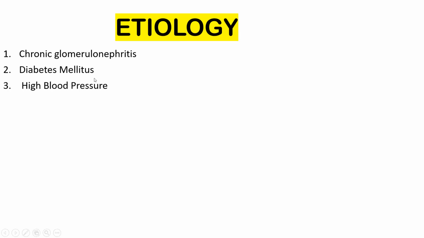And then the next is high blood pressure. These two are very common. If someone has diabetes, they may also have high blood pressure. Or even with only diabetes, there is a chance of developing chronic kidney disease, and if there is high BP also, there is a chance of developing chronic kidney disease. So it's very important. Even if you forget many etiologies, at least remember these two points. Are you clear about this?